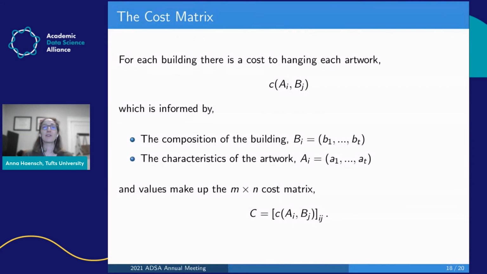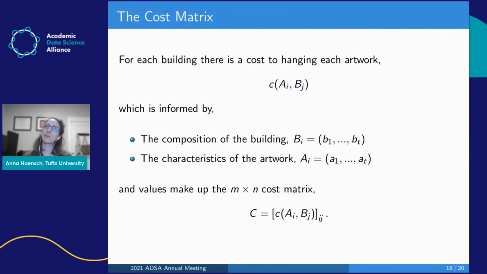So if we look at the characteristics of the artwork AI, the artwork can be thought of as a vector with component values little a1 through little at, where each of these little aj's is some kind of categorical component of the artwork. So this might be something about the artist's race, gender, cultural identity, or maybe the subject's race, gender, or cultural identity. And the composition of the buildings can be determined similarly, except now the components of the building vector are some kind of weighted average of the components of the people inside the building.